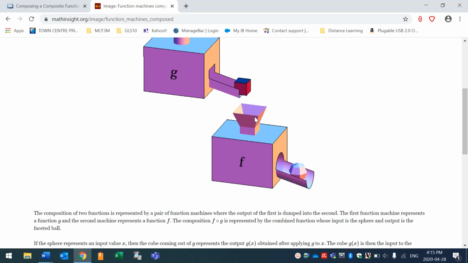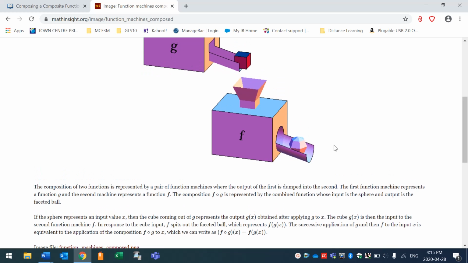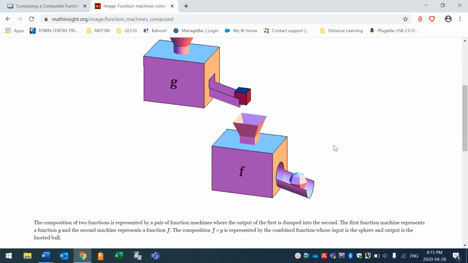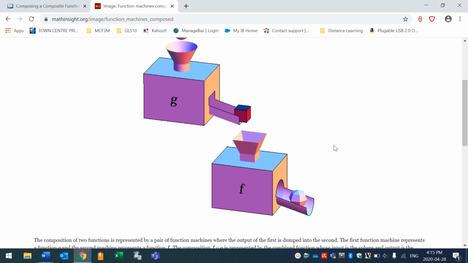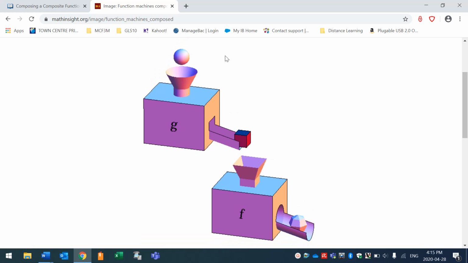So the cube from function g goes into the function machine f and comes out as a different shape altogether. I can't see how many sides it has, but a lot more sides than a cube, right? So function f has done something different to this cube, and now function f spits out this multi-sided figure, which is totally different than the circle that it started with at the beginning of function g. Okay, so this is meant to be a geometrical analogy to the composition of functions.